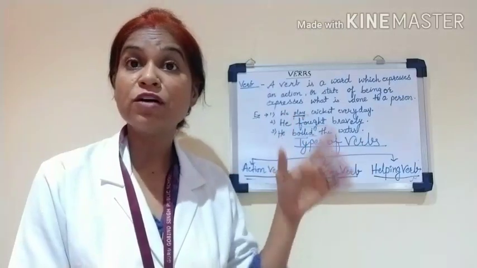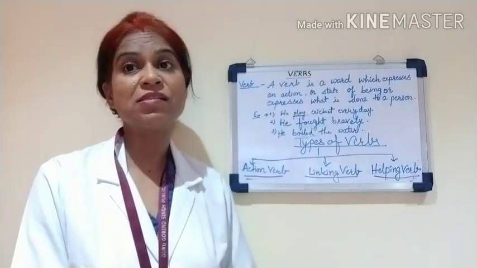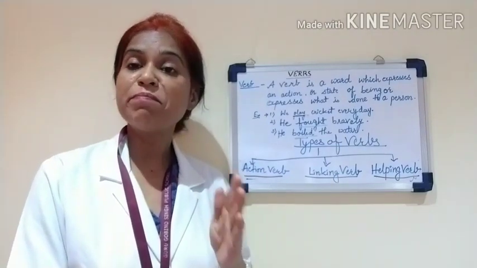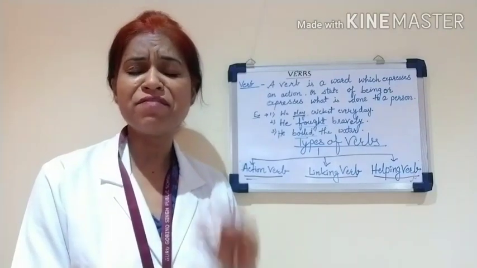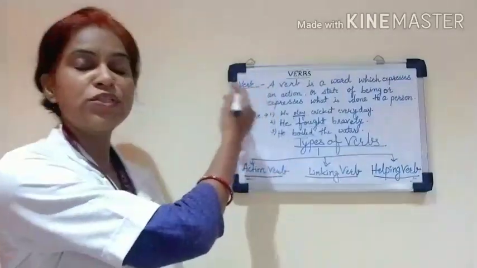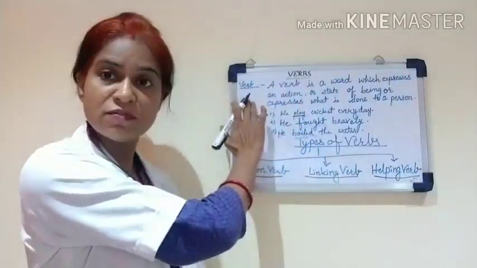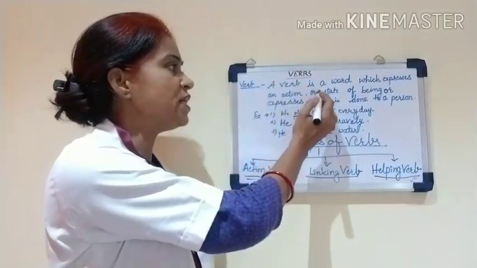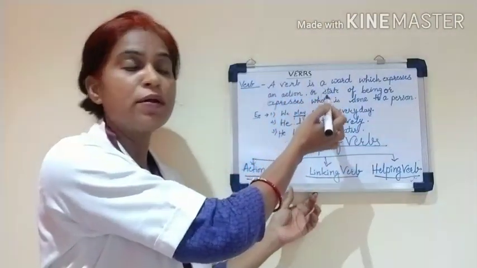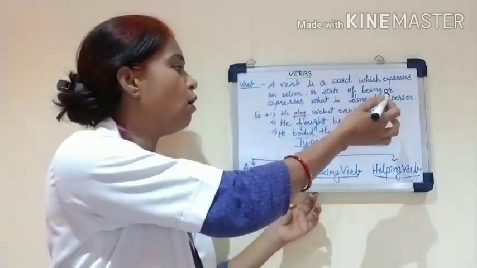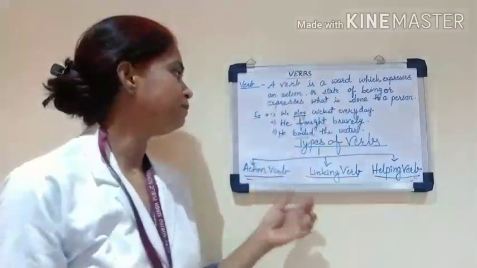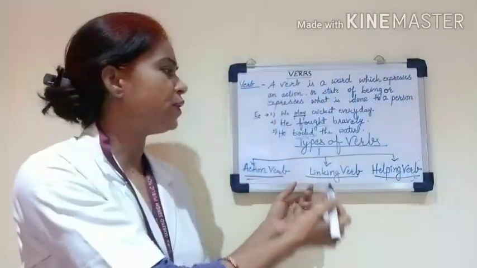What is verb? Verb is a part of speech that tells about an action or state of being. It is the main part of a sentence. Every sentence has verb. Now I am going to tell you about the definition. What is verb? Verb is a word which expresses an action or state of being or expresses what is done to a person. Some examples I am showing you here.